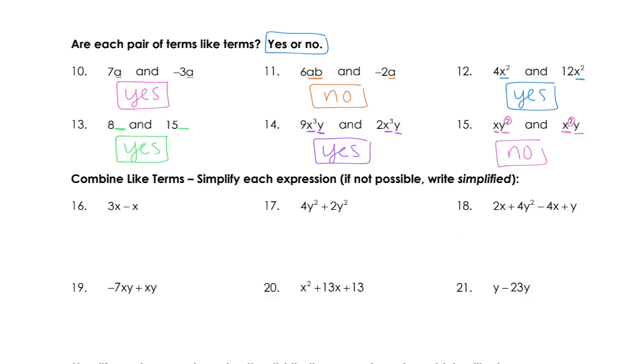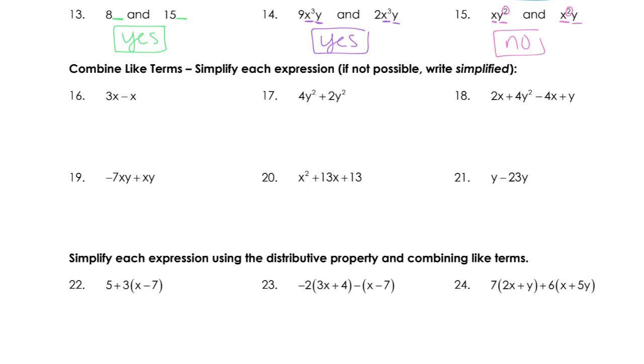Now, on 16 through 21, we're actually going to combine the like terms if we can. So if you remember, combining like terms, you just read it from left to right and you do exactly what it says. So on 16, we have 3x minus an x by itself is really a 1x. So then these are both like terms because they both have an x. So then 3 minus 1 would give us 2, and the variable stays the same as x. So then that answer would be 2x. 17, we have y squared and y squared, so these are like terms. So again, we read it from left to right. 4 plus 2 would be 6, and then y squared stays the same. The variable base stays the same.